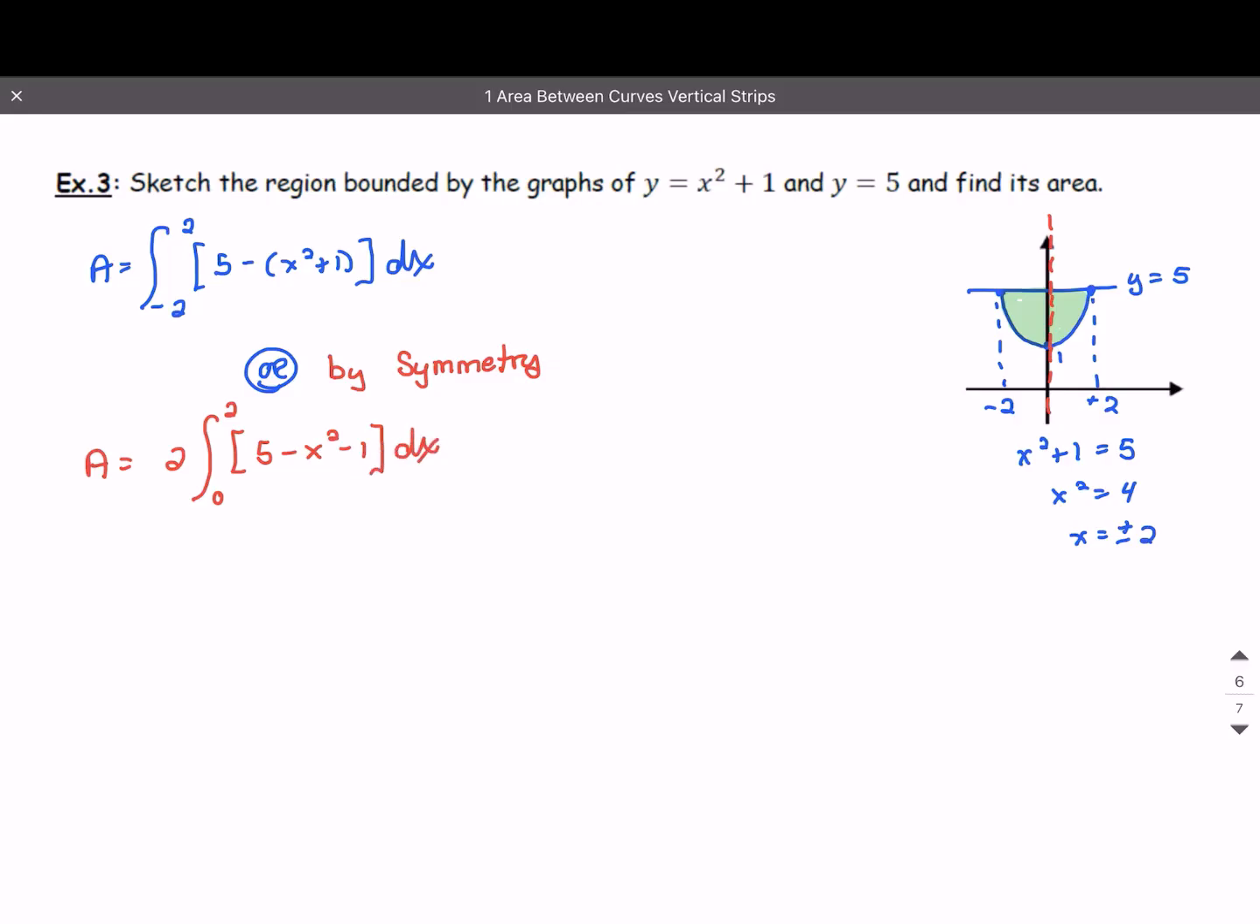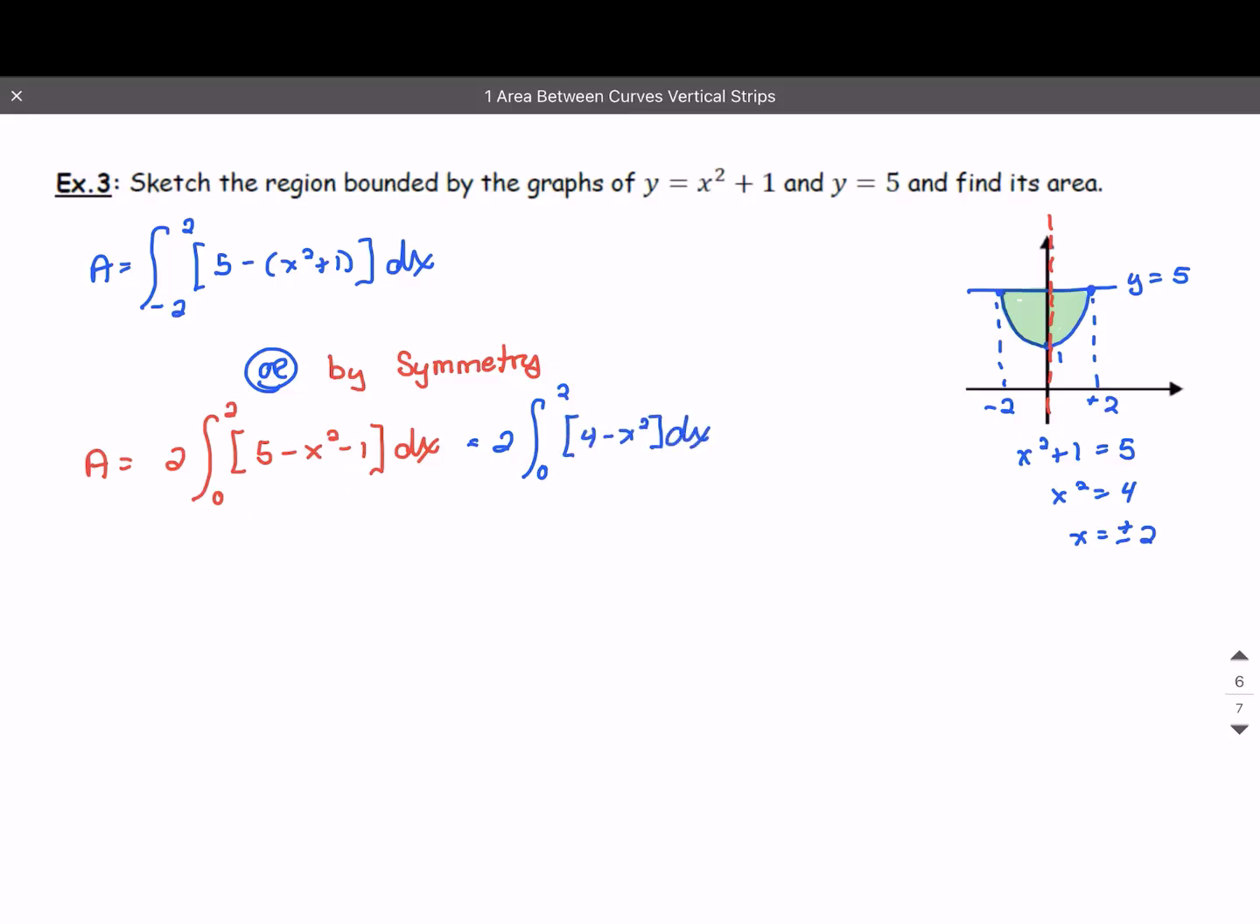Okay. Now, is it necessary to do this? No, but sometimes it makes substituting in the values easier because it's easier to substitute 0 in than it is to substitute in a negative 2. It's totally up to you. Okay. But it is something good to know. So this is twice the integral from 0 to 2 of 4 minus x squared dx.